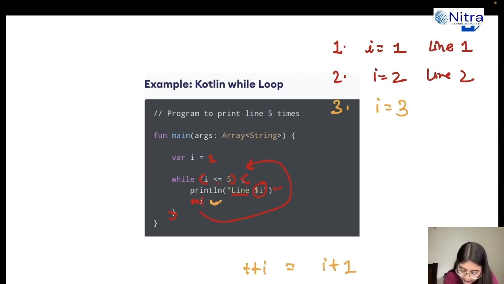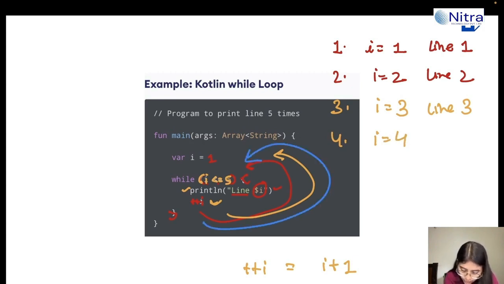Now it is 3. I'll again go here. I'll check while I is less than or equal to 5. Is 3 less than or equal to 5? Obviously. So I'll come here. I'll print this line 3 and then plus plus I. Now the value is 4. I will again come here. Is 4 less than or equal to 5? Obviously yes. So I'll print here line 4.